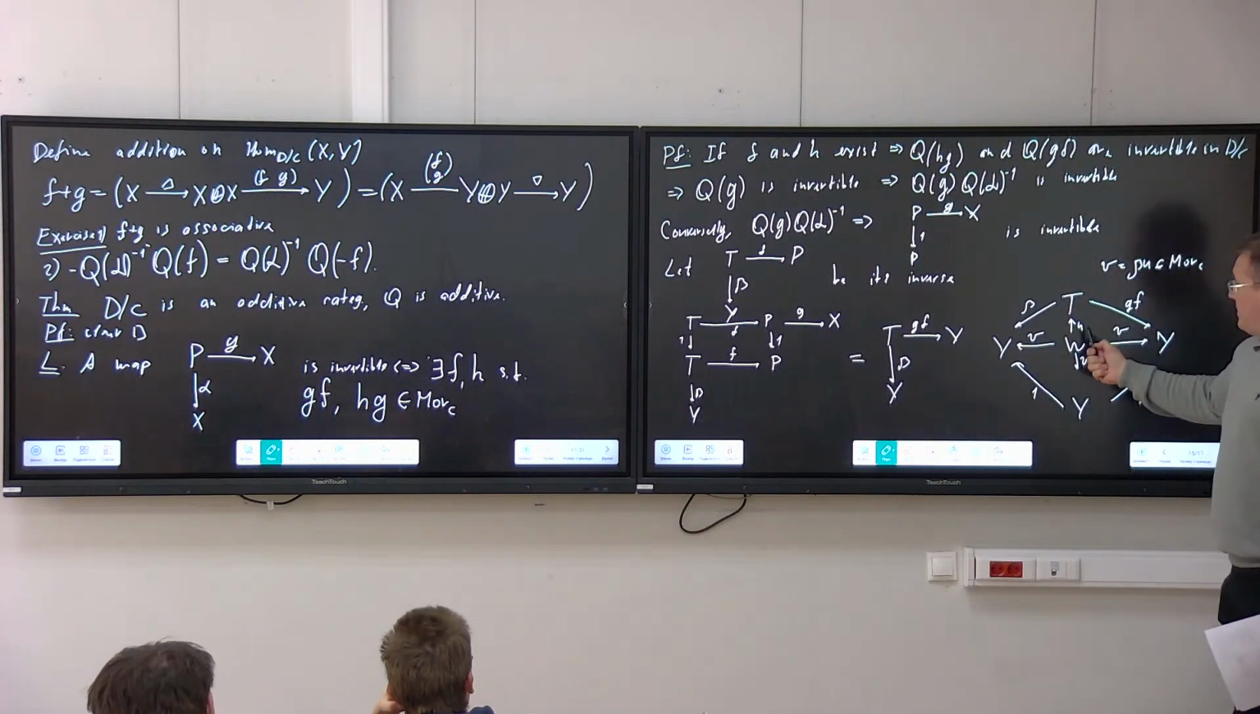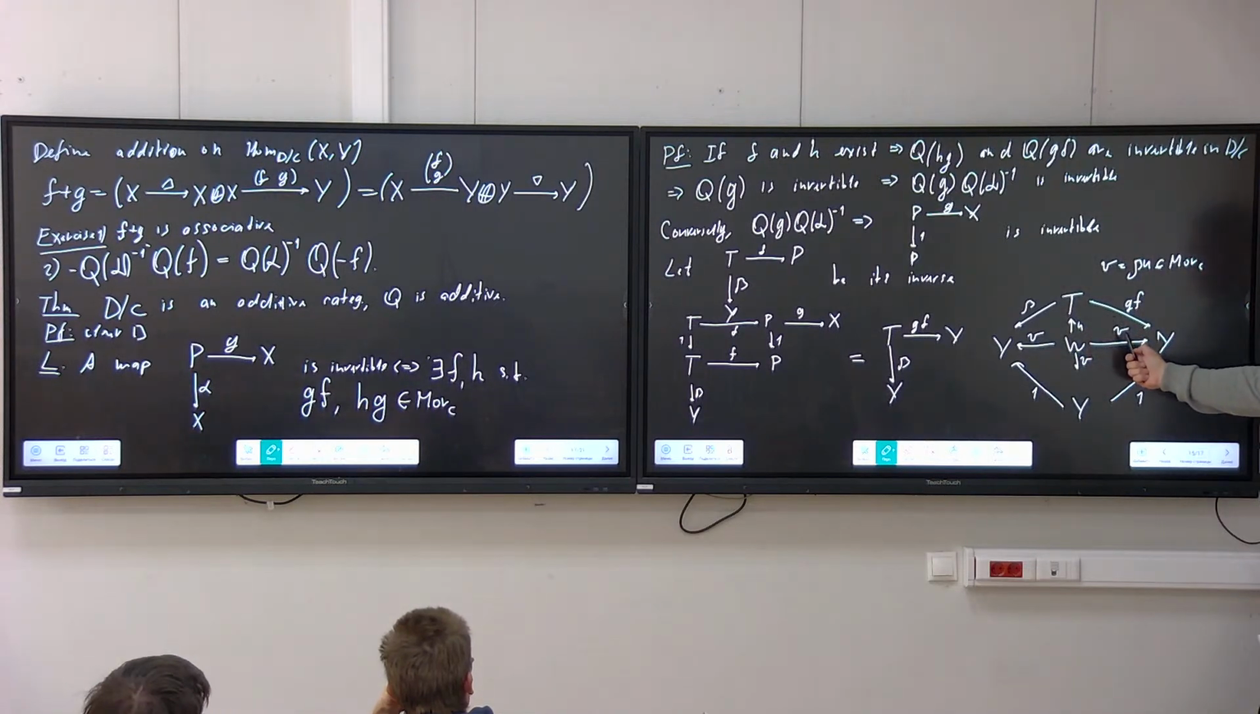And finally, looking at this triangle, the composition V is in more C. So this map also has to be in the more C.